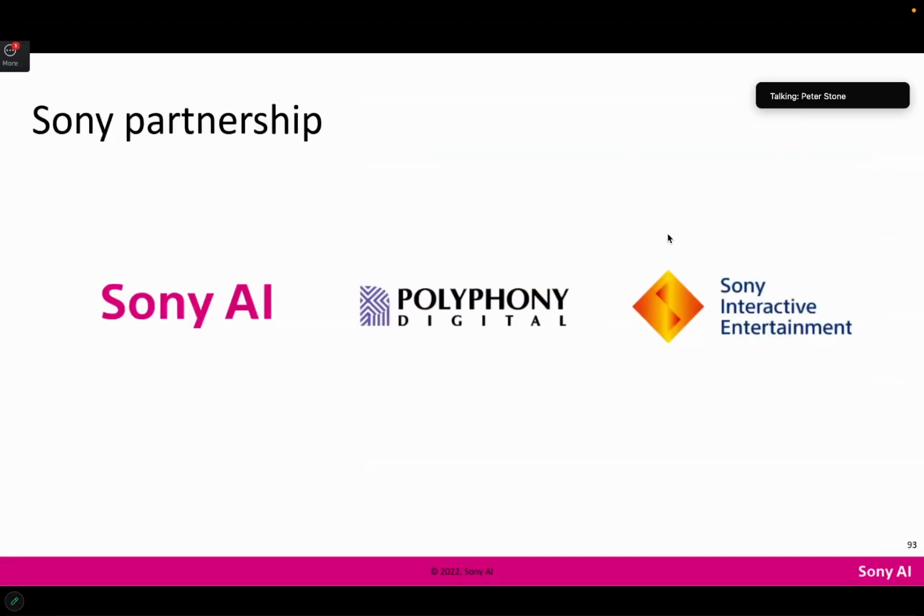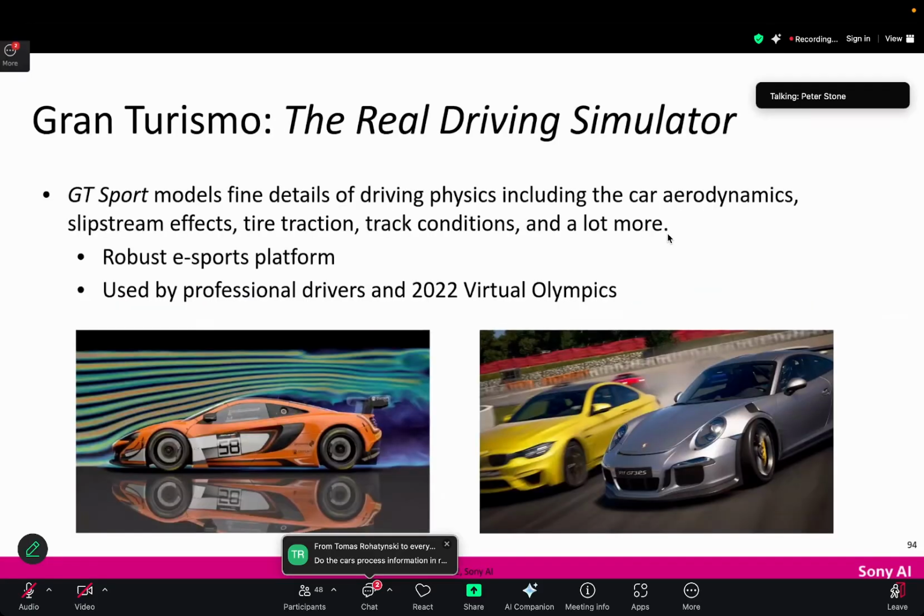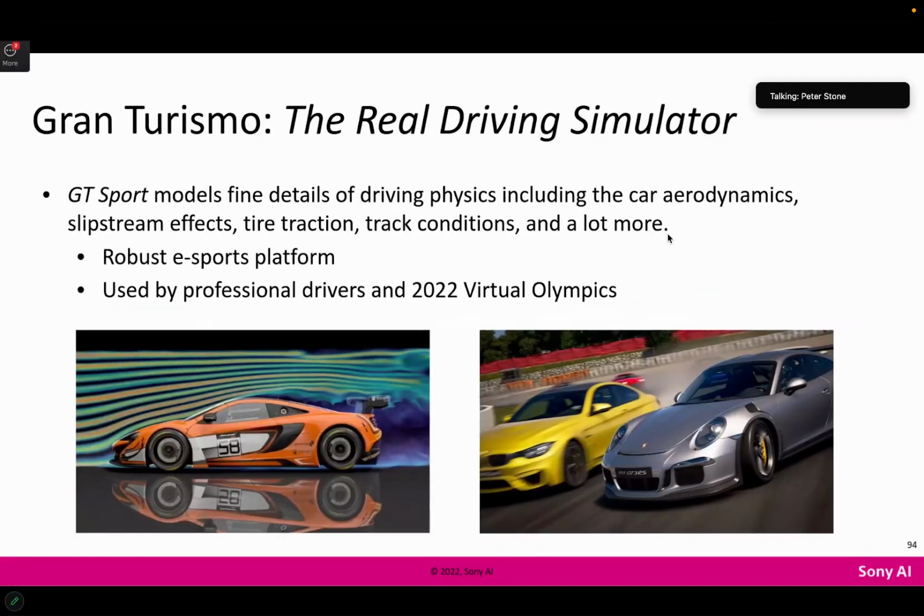So this was a partnership between Sony AI, which was my group, Polyphony Digital, which is the group that makes the video game, and Sony Interactive Entertainment, which is the PlayStation Group at Sony. And I'll talk a lot about what the cars' state representation is and everything as we go.